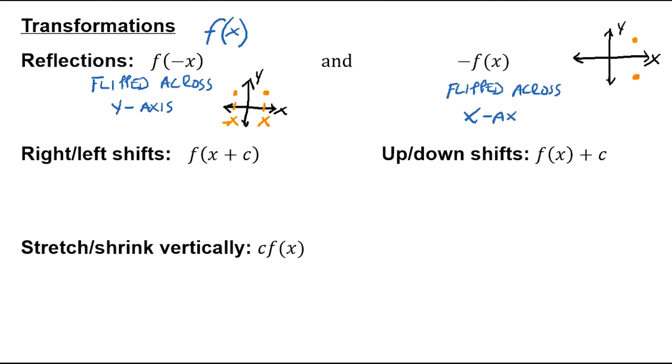And if you ever get confused, it does help to go ahead and draw your x and y axis and plot your original point. That's your x and f of x. Then apply the transformation and see where the resulting point is, and it'll tell you whether it's being flipped across the x-axis or the y-axis.